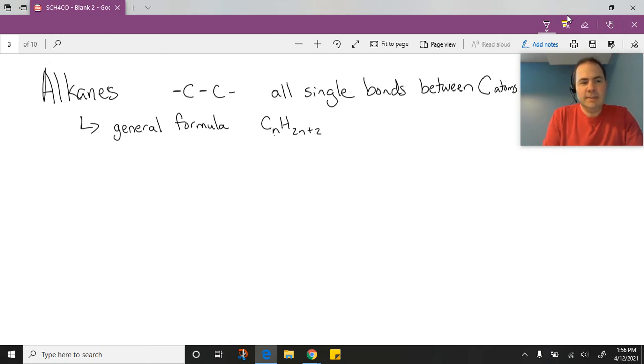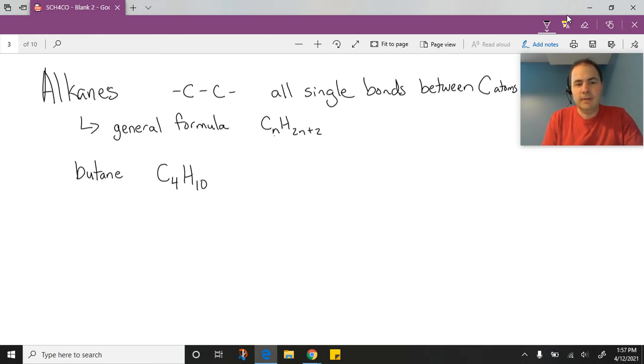So if we look at an example like butane, we're going to get into naming later in the course, but butane has the formula C4H10. So 4 carbons, and then if we follow that 2n plus 2, 2 times 4 would be 8, plus 2 more would be 10, so that's where the H10 comes from.